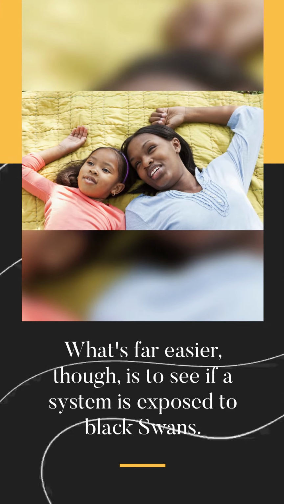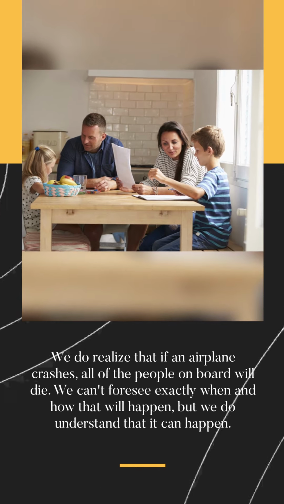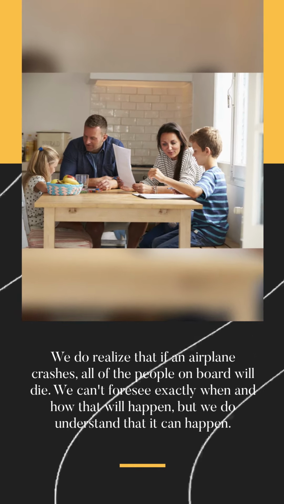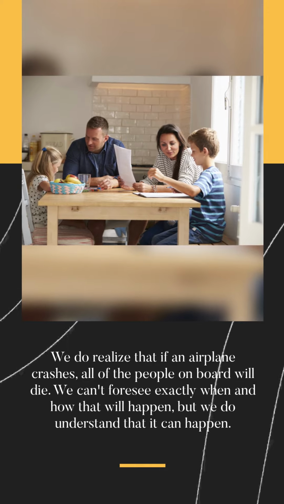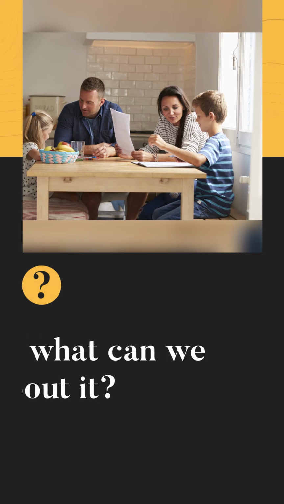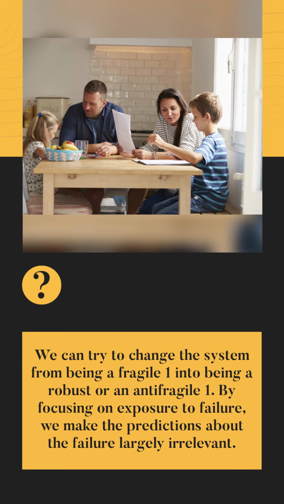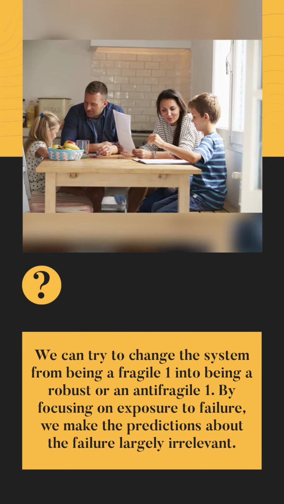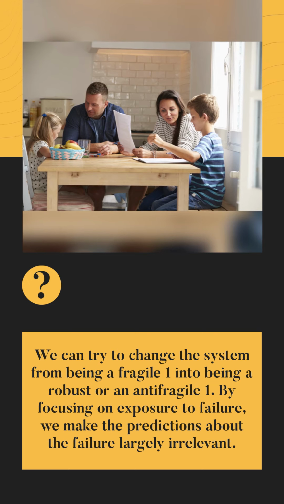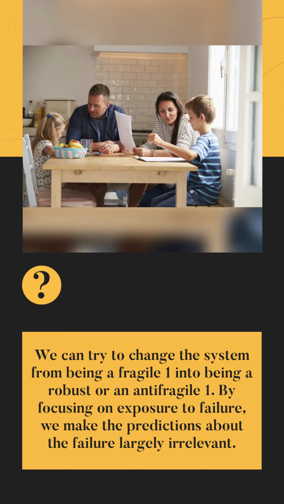What's far easier, though, is to see if a system is exposed to black swans. We do realize that if an airplane crashes, all of the people on board will die. We can't foresee exactly when and how that will happen, but we do understand that it can happen. So what can we do about it? We can try to change the system from being a fragile one into being a robust or an anti-fragile one. By focusing on exposure to failure, we make the predictions about the failure largely irrelevant.